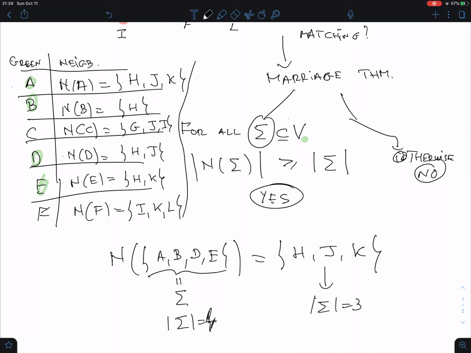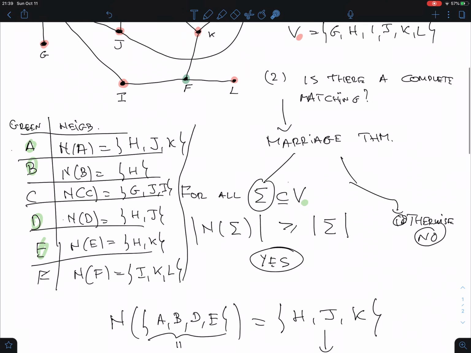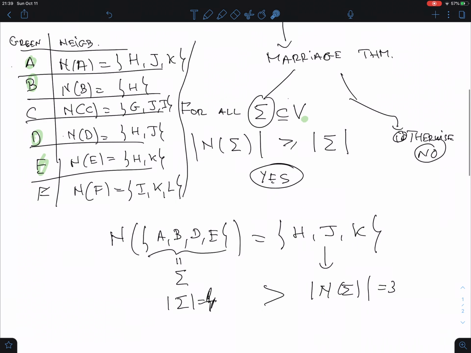Sorry, I wrote sigma, the neighbors of sigma. The neighbors of sigma has only size 3. So we have 3 is less than 4. That's the opposite of what we want in the marriage theorem. In the marriage theorem, you should always have the other way around. So therefore, since there is a sigma where it doesn't work, that means there is no matching. So only finding one example here like this already tells me, okay, no matching.